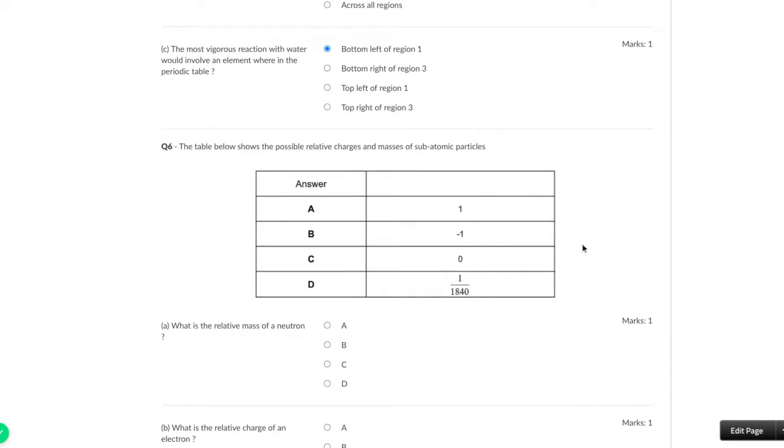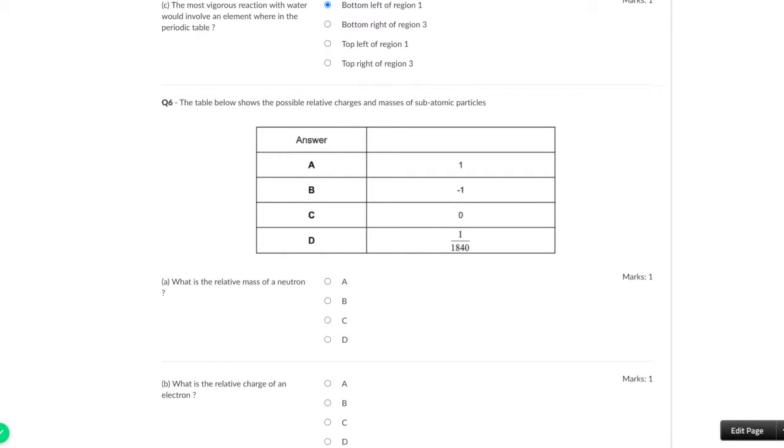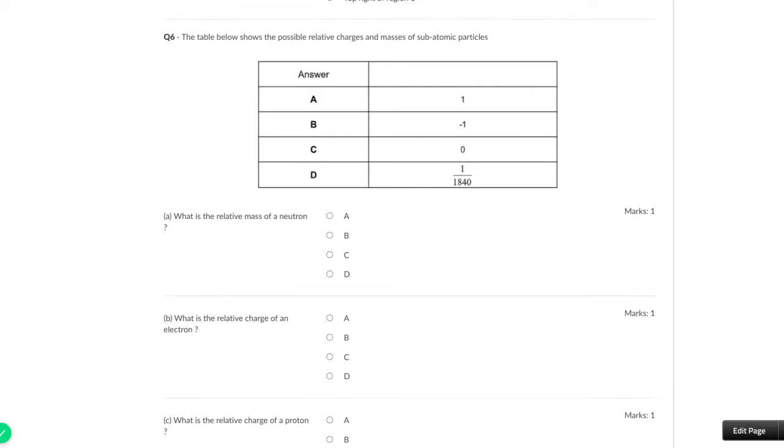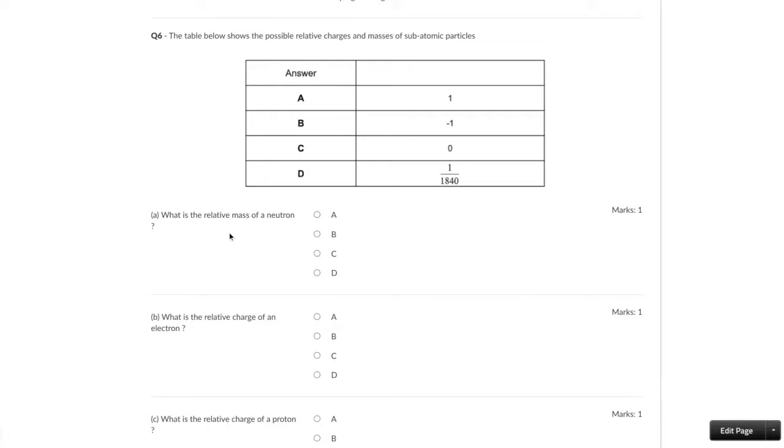relative masses of subatomic particles. Obviously with subatomic particles, we're talking neutrons, protons and electrons, and unfortunately there are a few areas of chemistry which we just have to learn. The relative mass of a neutron is 1, so that will be A. The relative mass of a neutron is essentially the same as a proton. The relative charge of an electron: electrons are negatively charged, and they're given the magnitude of -1. So B, where again protons are oppositely charged, they're positive, and again +1.